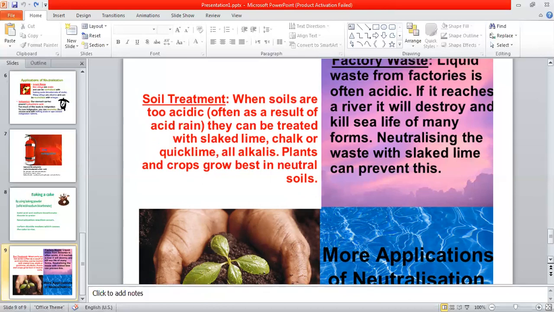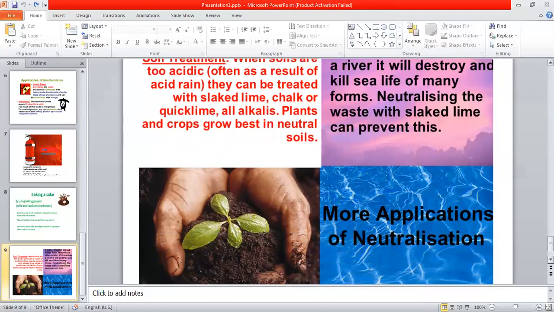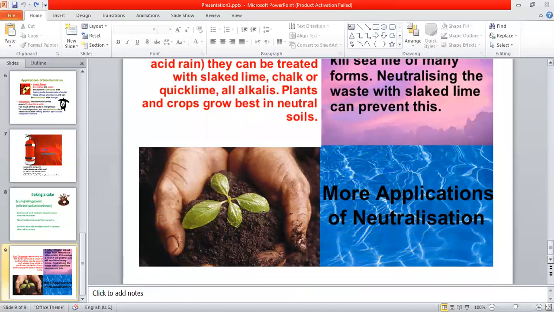Sometimes we speak about waste from factories. Of course, you know that sometimes there are wastes that come from factories and sometimes they are acidic. When this acidic waste reaches the river, for example, it will, of course, destroy and kill any life of any fish or other organisms that live there. So I have to take a quick action. This quick action is neutralizing this water by using something called slaked lime. There are a lot of other applications, but these are the main applications that you need to know for now.